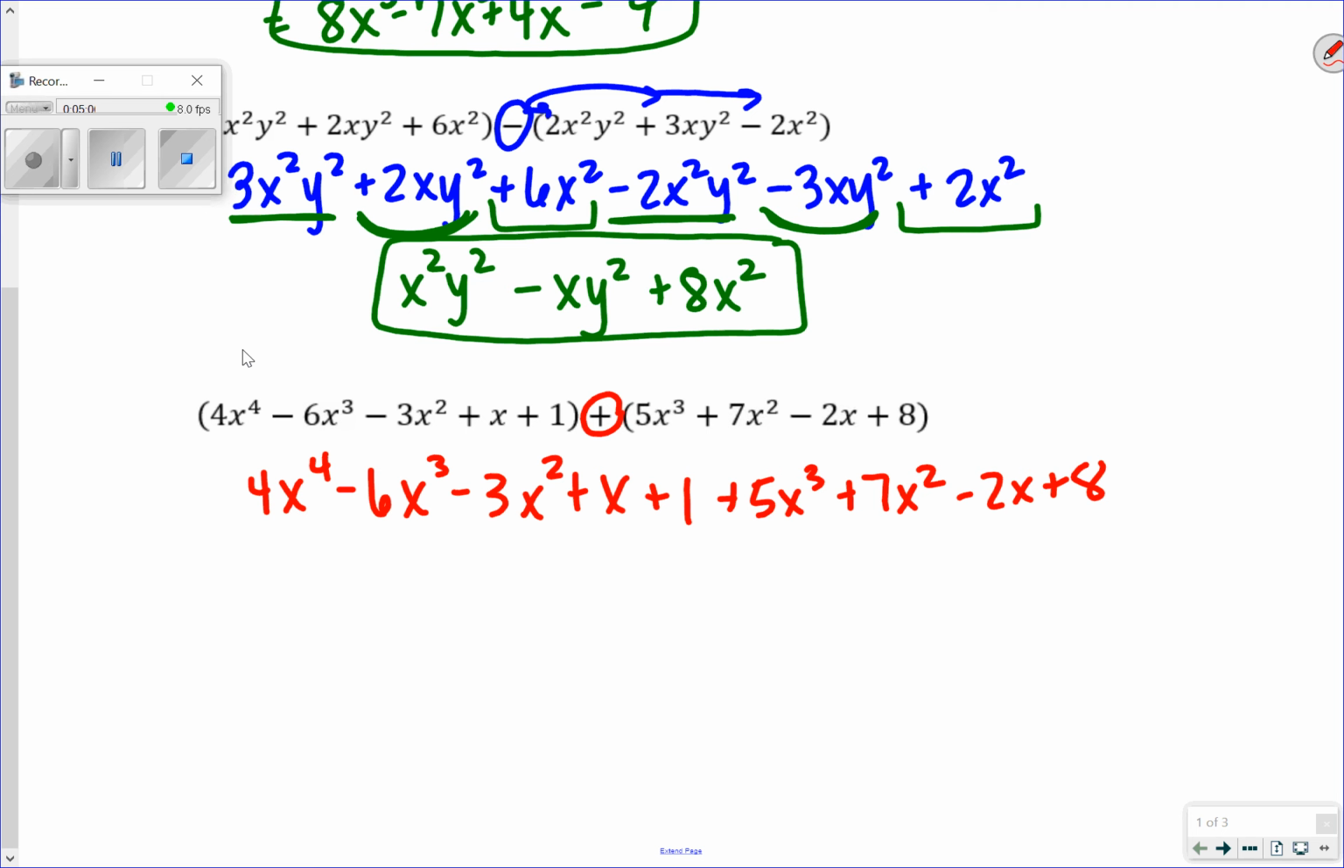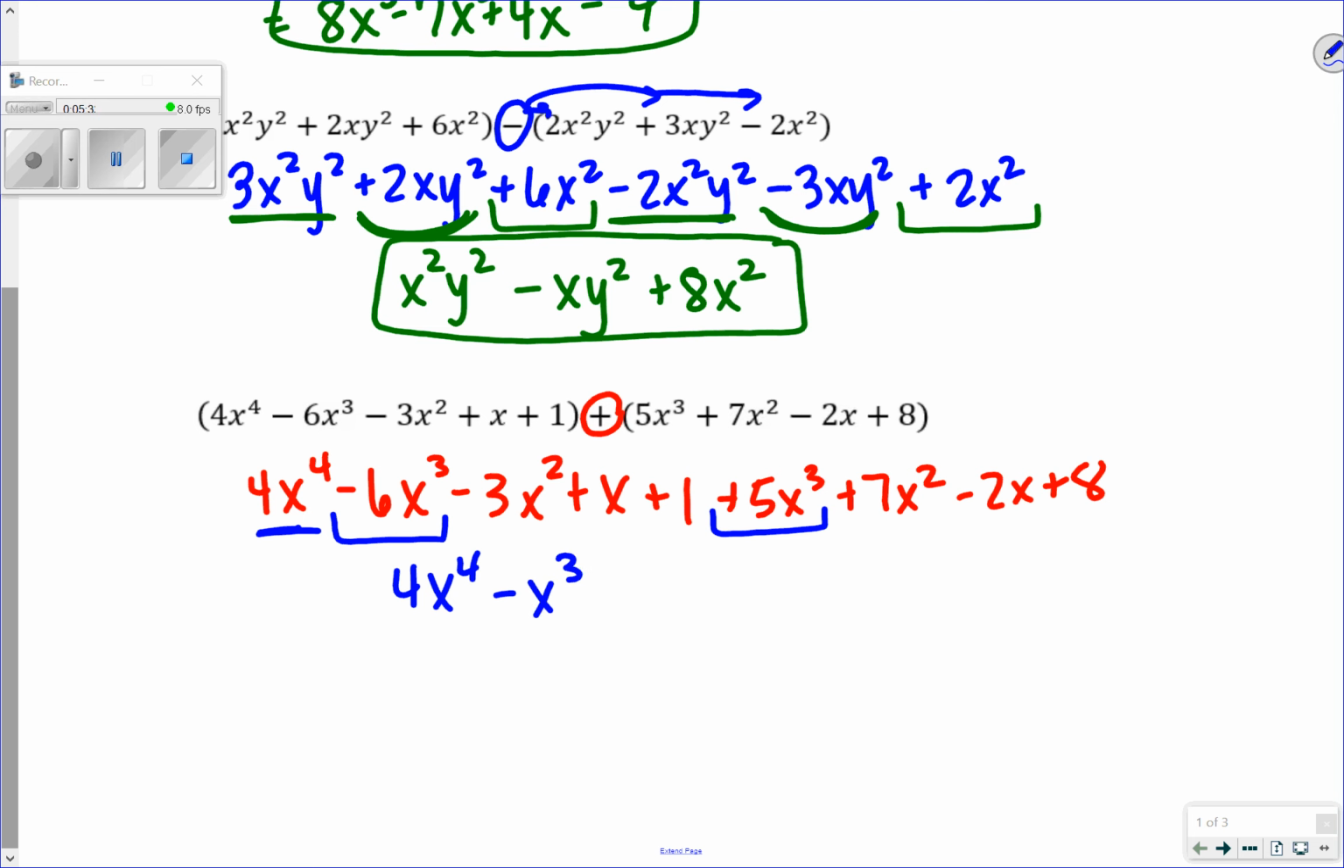Okay, so now we just are going to combine our like terms. I have only one fourth degree, so that is going to stay 4x to the fourth. And then I have cubics. I have a minus 6x cubed. Keep going until you find another one, plus 5x cubed, and that's it. So -6 and +5 gets me a minus 1x cubed.